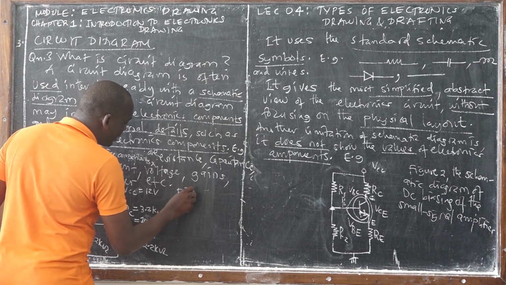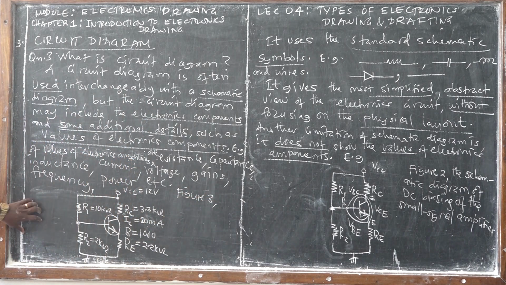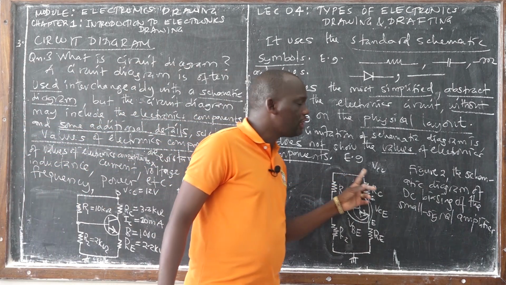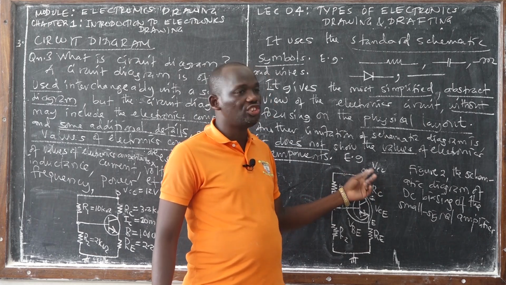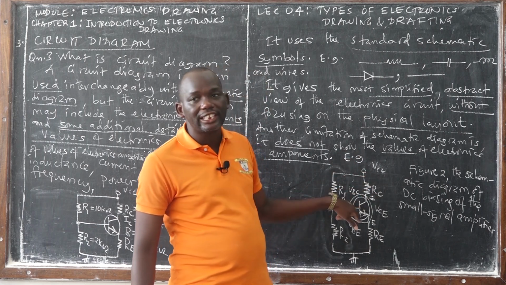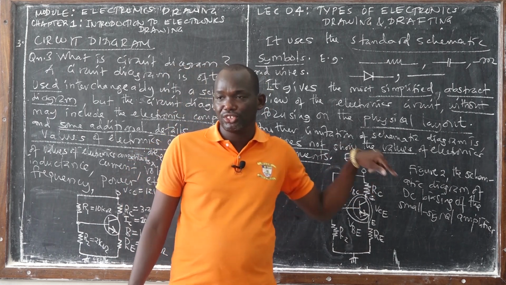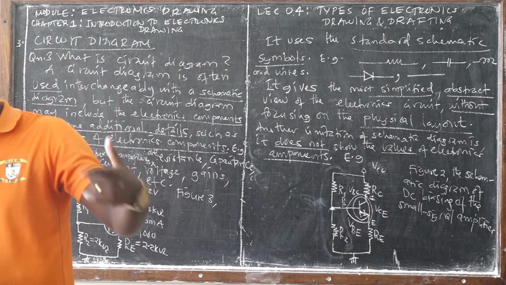So in figure 3, you may not see, so look here on the blackboard. This is the symbol of DC power supply, which we have just seen, VCC. What does it mean? This is the voltage you are going to supply to the collector terminal of the transistor. That's why we call it VCC. VCC is the abbreviation of voltage across collector.